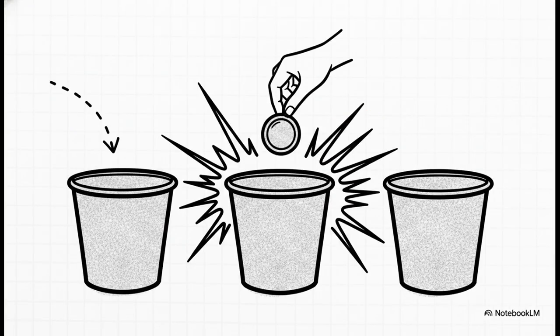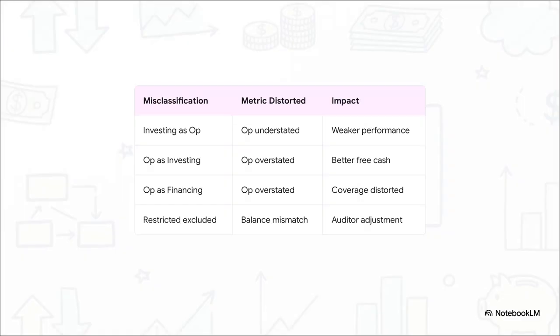But here is where things go seriously off the rails: misclassification. It's the absolute most common ASC 230 error. And we're not just talking about a simple administrative typo here. Putting the right cash into the wrong bucket causes these severe ripple effects that fundamentally change the entire narrative of the business. Notice the dangerous cause and effect happening here.